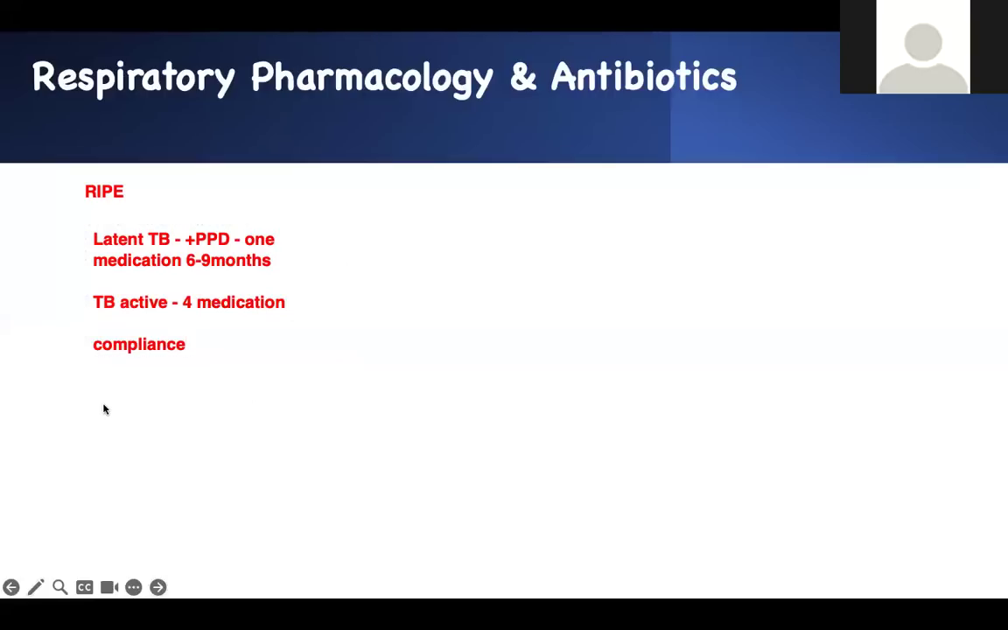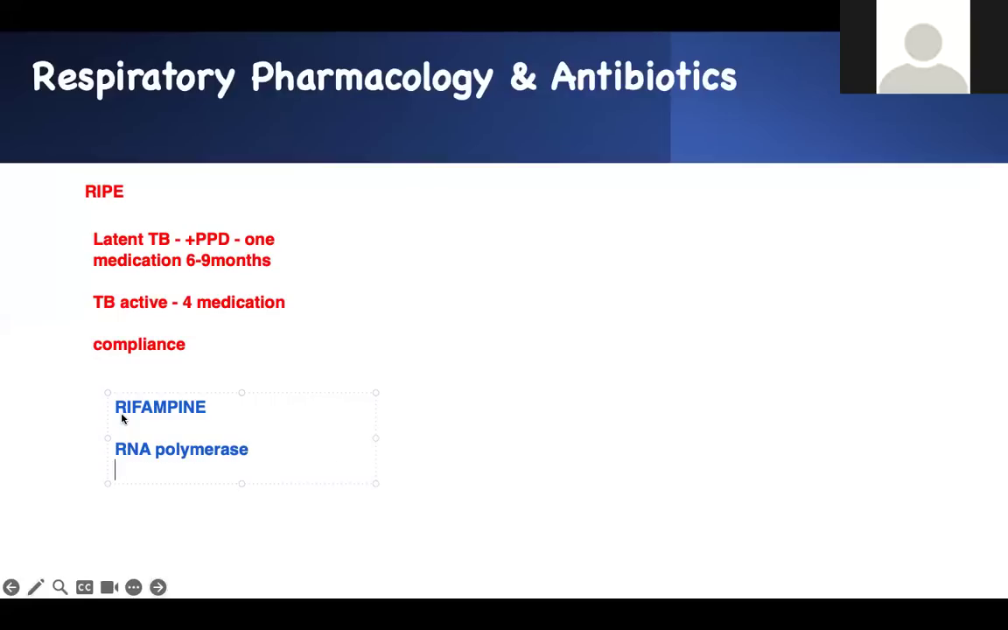Now, let me give you the first one. The first one is Rifampin. That's the R, right? This is the first medication. It's an antibiotic. It's going to affect the RNA polymerase. You don't need to worry too much about it. This is the enzyme used for the synthesis of the DNA of the mycobacterium.